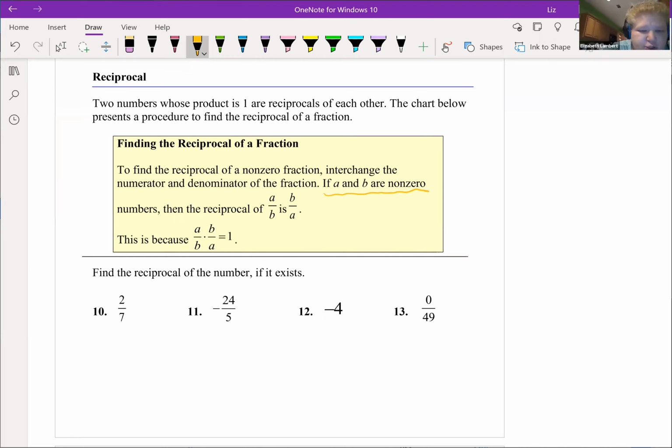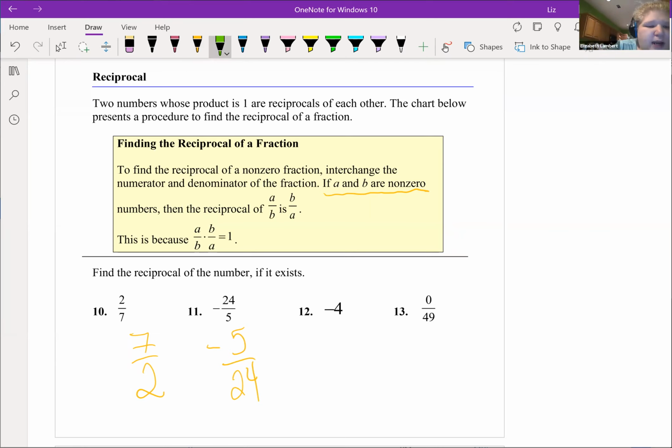All right, so 2/7, the reciprocal of that, 7 on top, 2 on the bottom, reciprocal done. Negative 24/5. It is still going to be negative, but now it is 5/24.